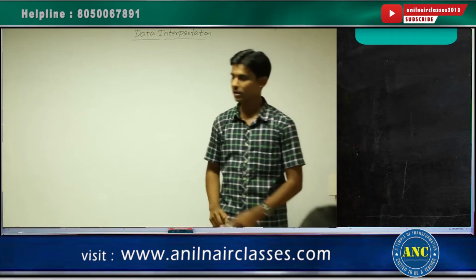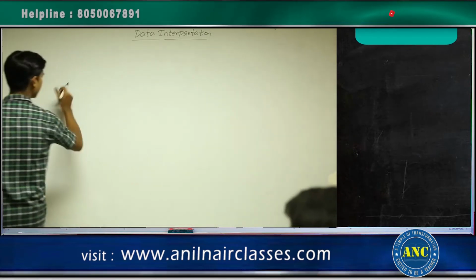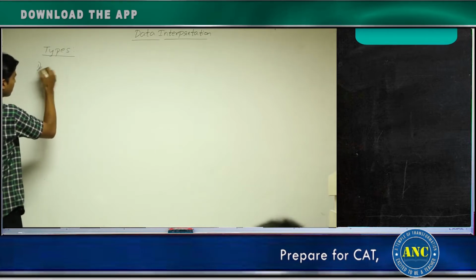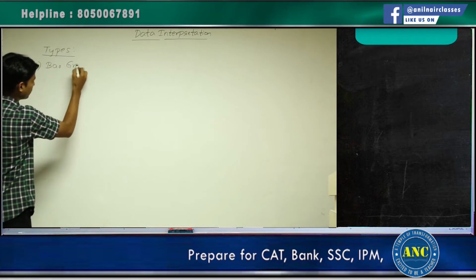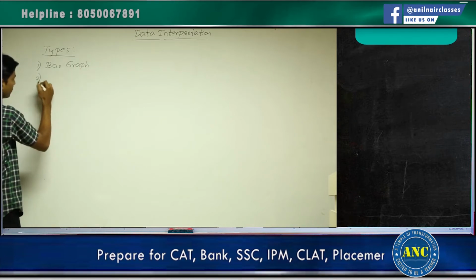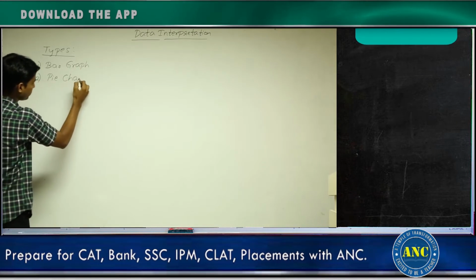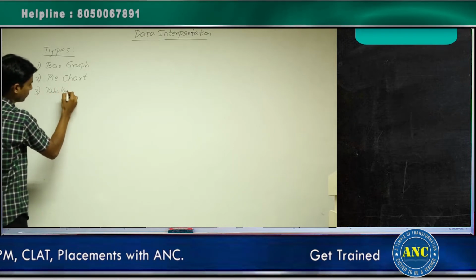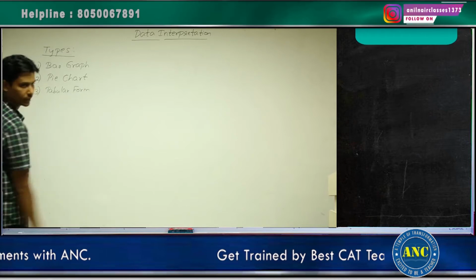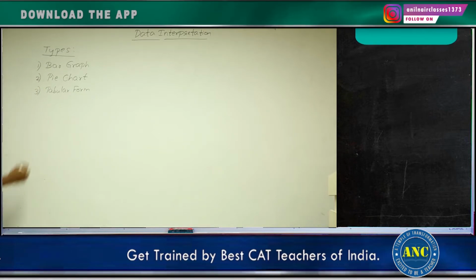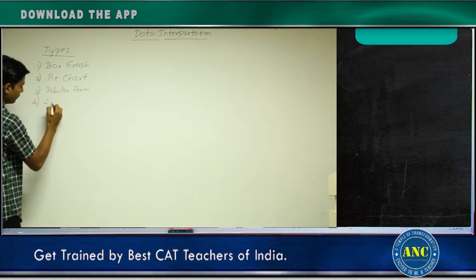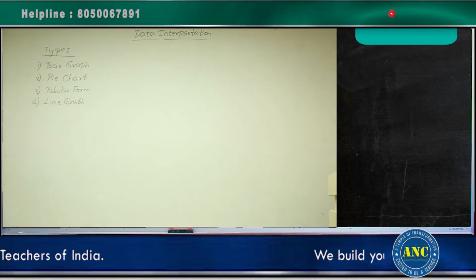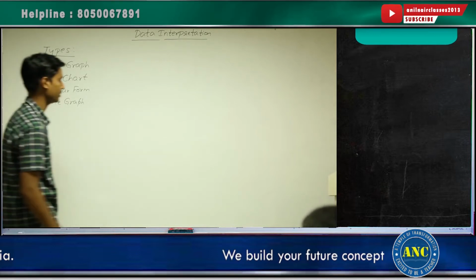Data interpretation today. There will be 4 types of data interpretation questions that you will be getting in exams. Important types. First one is related to bar graph. Next, related to pie chart. Third one is tabular form. So a table will be given and all the data will be given in the table. The last one is line graph. These are the 4 variants of questions that will be asked in the examination.